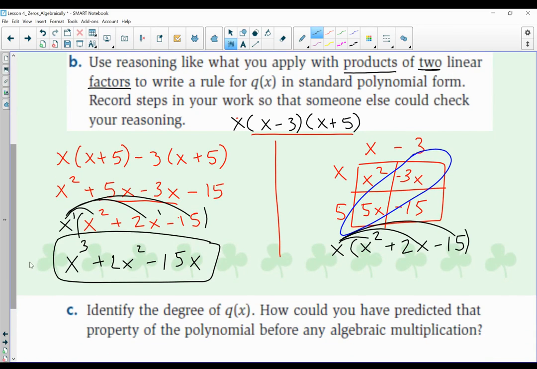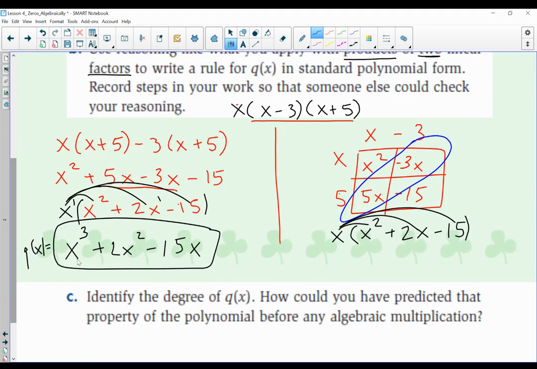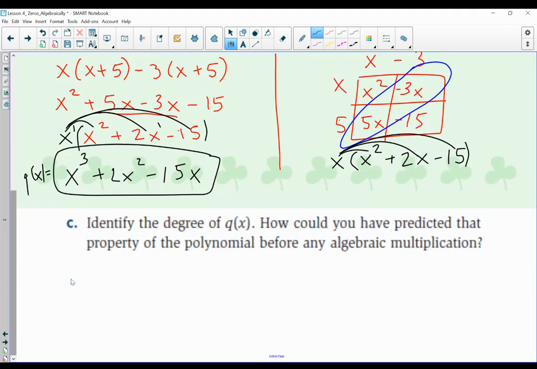All right, and so this is called q of x. So let me label that q of x. And now it says identify the degree of q of x. You know at this point that the degree is the highest exponent. So the degree here is 3. We see that it's 3 right there.